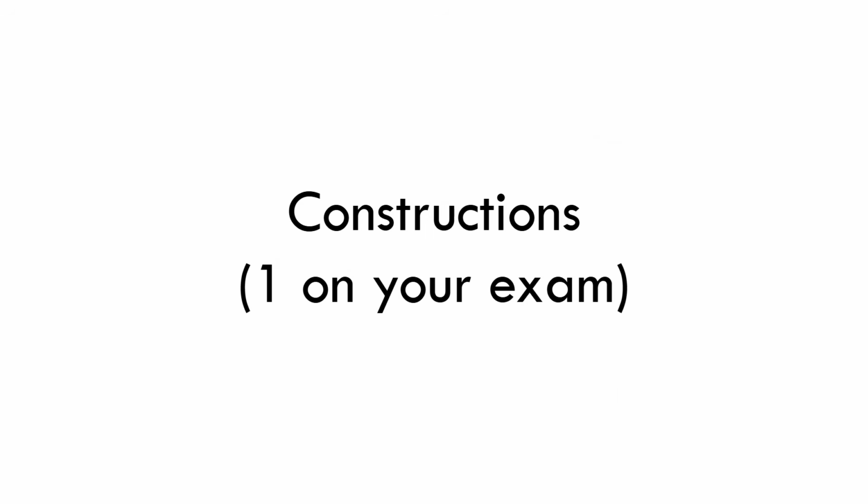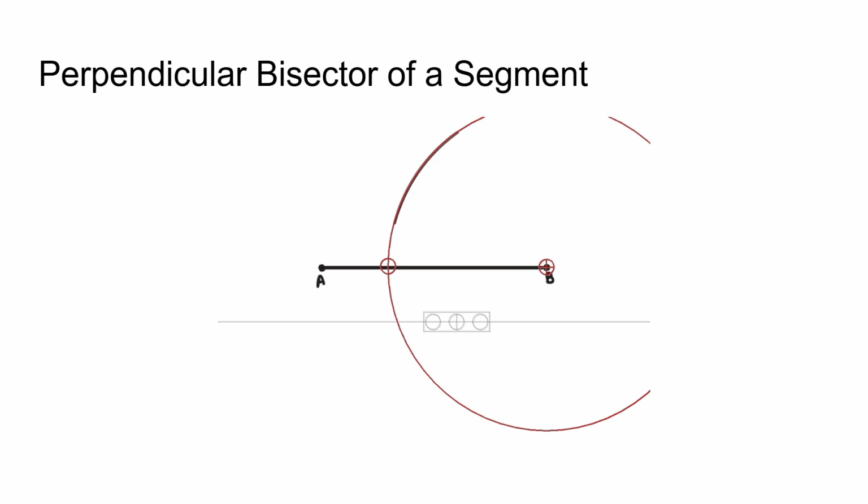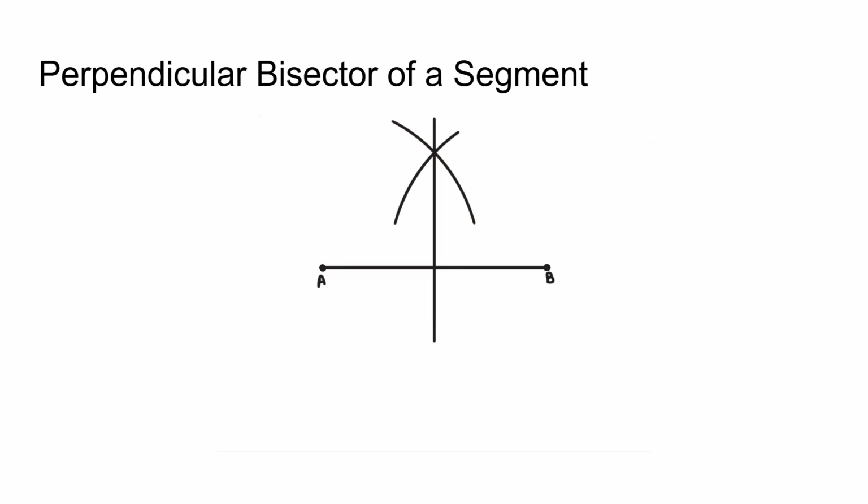So constructions, there's always going to be one construction on the geometry regents. So I'm just going to go over them really quickly. The perpendicular bisector of the segment, you have your line segment right here, right? You want to use your compass and you want to drag it past the middle point, closer to point A. You want to make an arc, and then keeping the same shape of your compass, you want to draw another arc from point A. And then there is your perpendicular bisector.